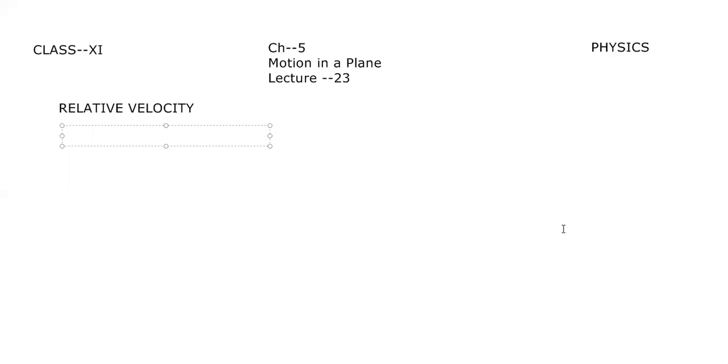Good morning, dear friends. In this video, lecture number 23, we discuss relative velocity and its applications. Relative velocity, you already know: if two bodies are moving simultaneously, then what is the velocity of one body with respect to the other body? So relative velocity is clear. Now, the main application is the river-man problem.